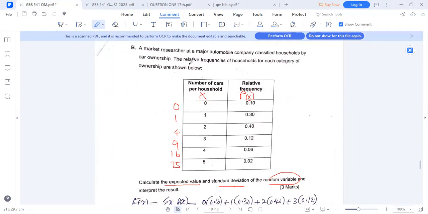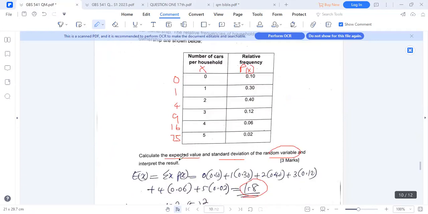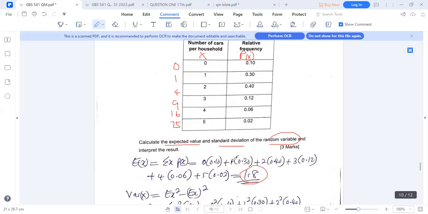A researcher at a major automobile company classified by car ownership has the following frequency. This was the easiest question here. Find the what? Expected value and the standard deviation. Expected value is simply found by multiplying the values of x times the probability. So we just multiply 0 times 0.10, 1 times 0.30, 2 times 0.40, 3 times 0. The total is what we call our mean or expected value, which is 1.8.